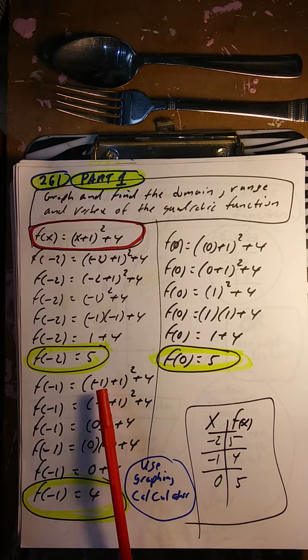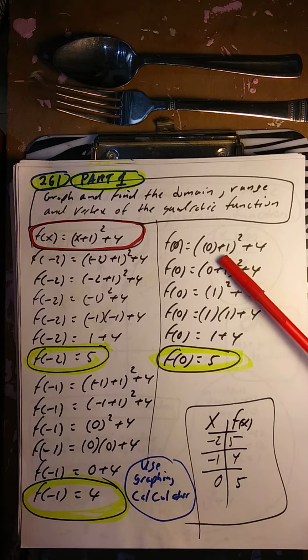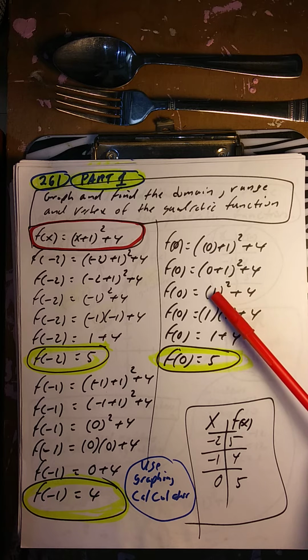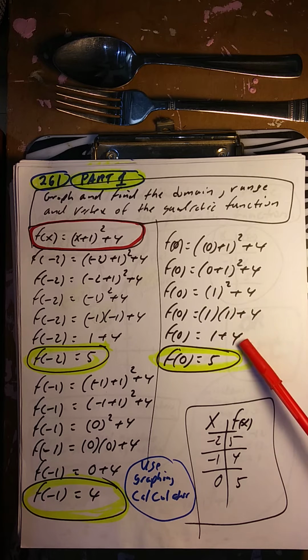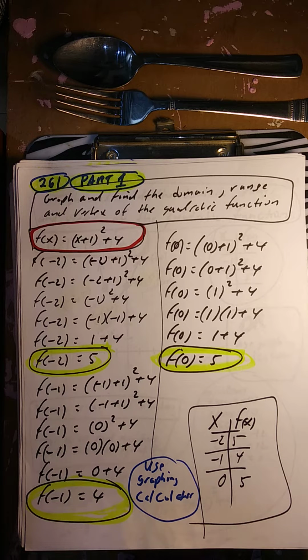Put a -1 in there. -1 plus 1 is 0. 0 times 0, yeah, 0. Plus 4 is 4. Put another number. Put a 0 in there. 0 plus 1 is going to be 1. 1 times 1 is 1, and 4 is 5. So we have some points. We're going to graph this now.